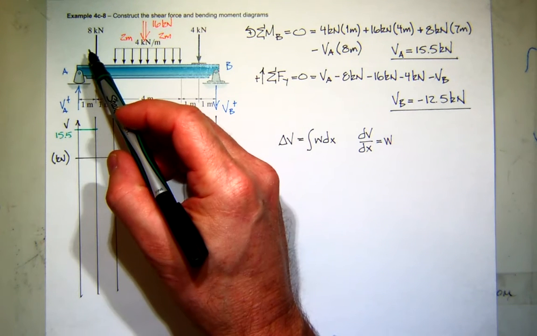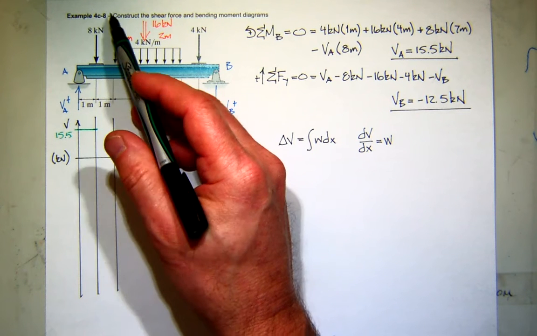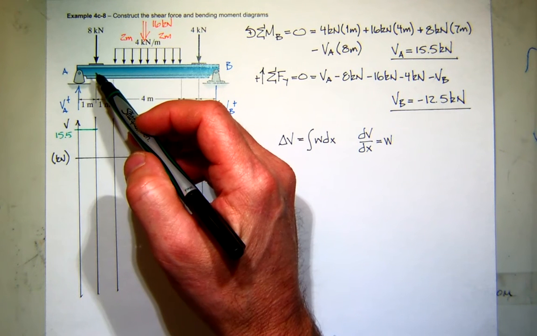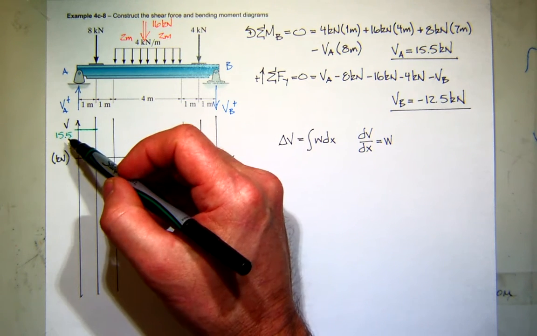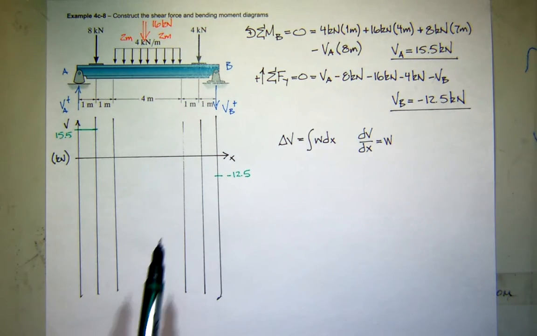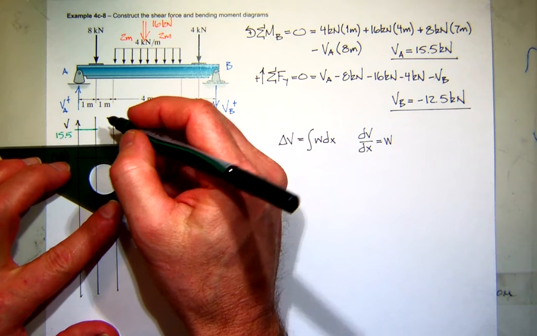Now what happens as I go from the left side to the right side? How much does the shear change? It changes 8. Is that a positive load or a negative load? Negative. So that means it's going to go from 15.5, you're going to drop 8. That should give you about 7.5.